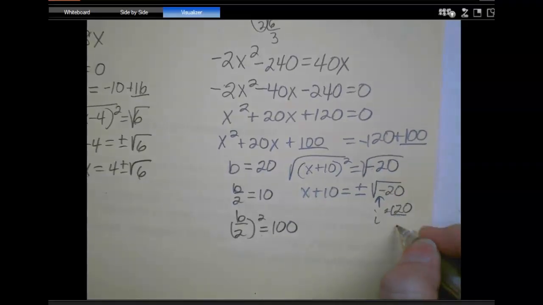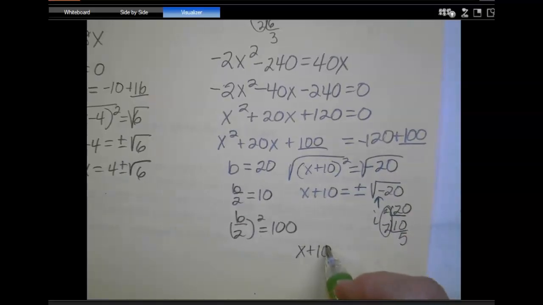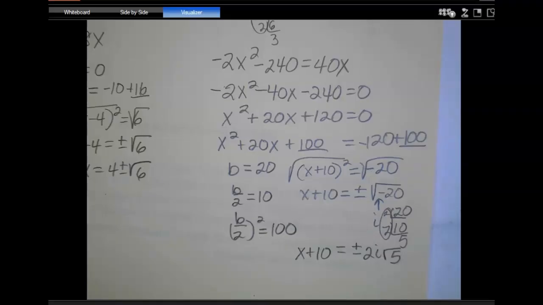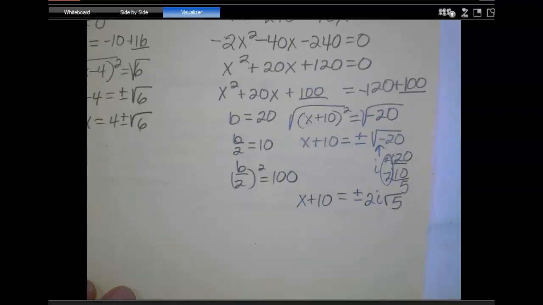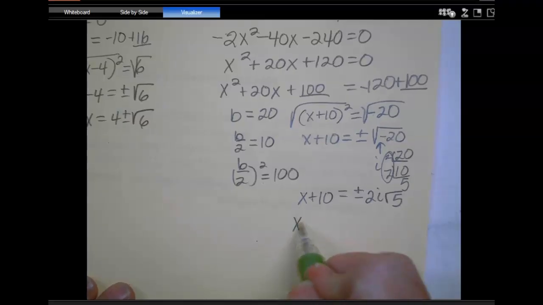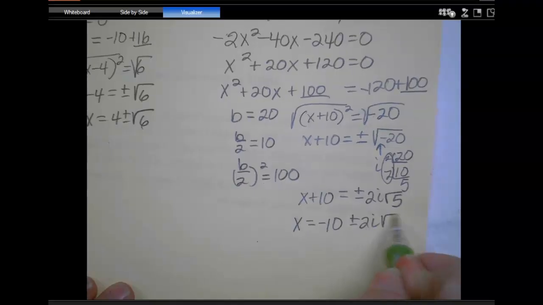So that's 2 and 10 and 2 and 5. So I have a pair of 2's. So I get x plus 10 equals plus or minus 2i times the square root of 5. Is the x by itself yet? So I'm going to subtract the 10, and that goes in the front, right? -10 plus or minus 2i square root of 5.